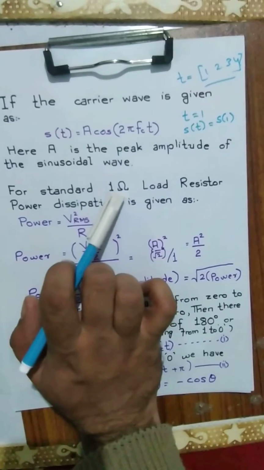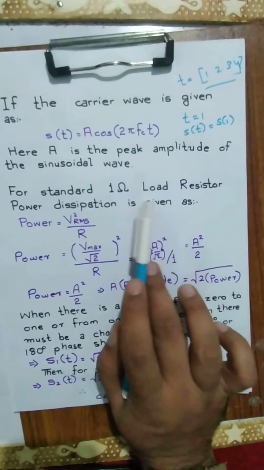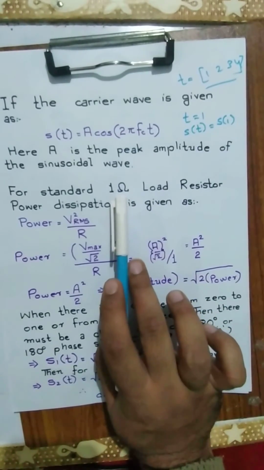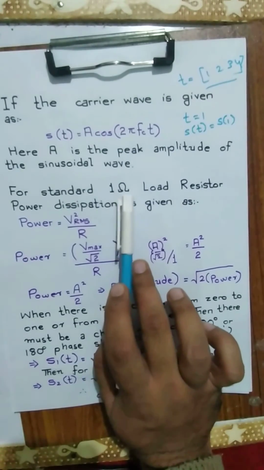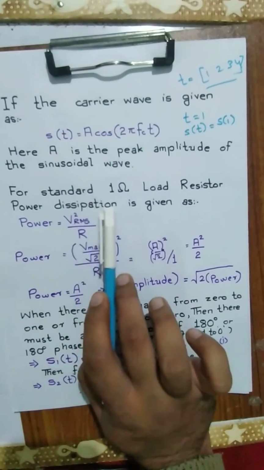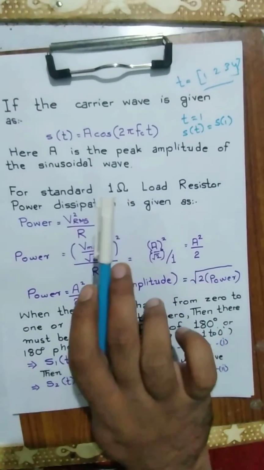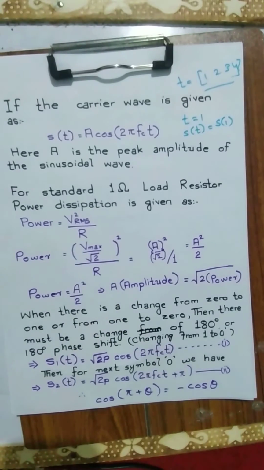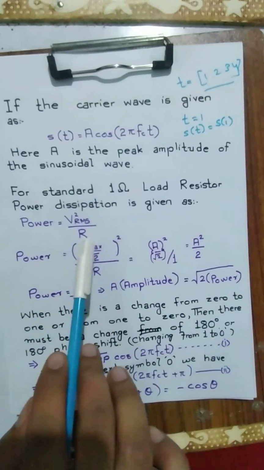Then we will consider a 1 ohm load resistor. Then power dissipation is given as follows. 1 ohm is actually a standard load resistor, and we know that where there is a resistor, there must be power dissipation if some sort of power is given to the resistor. We can only get power dissipation if we have some sort of resistance or resistor element. So power dissipation is given by power equal to V square RMS divided by R.